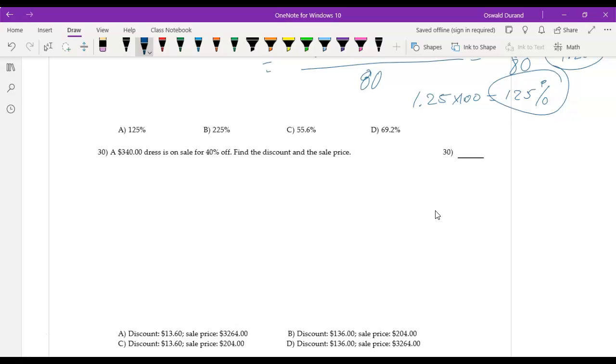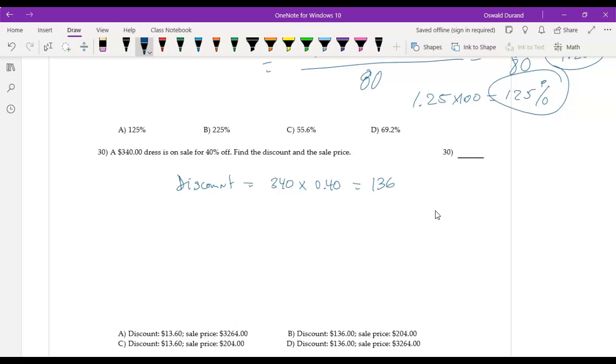All right, so you have a $340 dress on sale for 40% off. Find the discount and the sale price. I want to calculate 40% off from the $340 dress. The discount is going to be as follows: 340 times the 40%, which in decimal form is 0.40, or 0.4. You calculate 340 times 0.4 and you get a $136 discount.